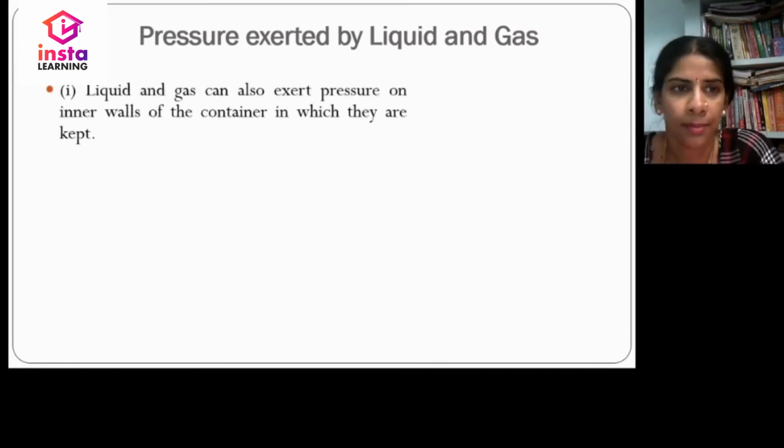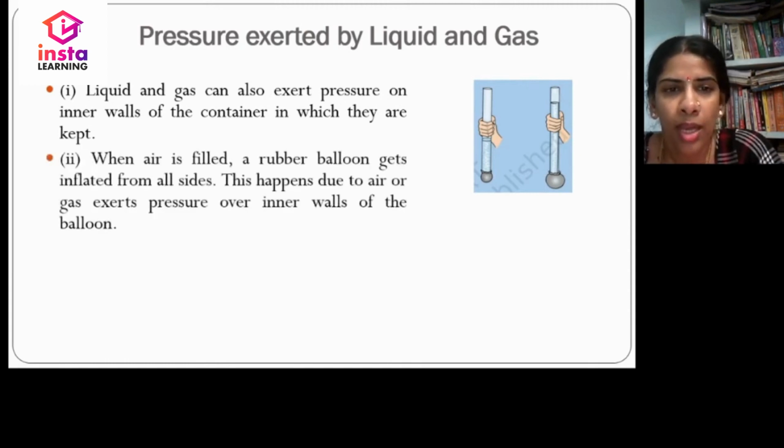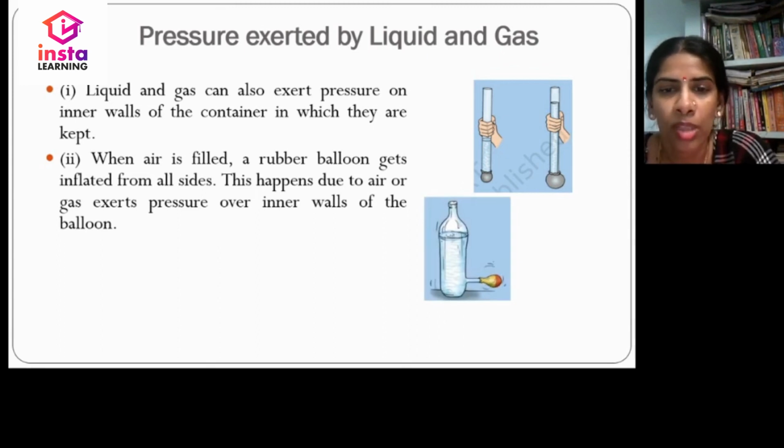Let us now discuss the pressure exerted by liquids and gases. Liquids and gases can exert pressure on the inner walls of the container in which they are kept. When air is filled, a rubber balloon gets inflated from all sides. This happens because the air or gas exerts pressure over the inner walls of the balloon.